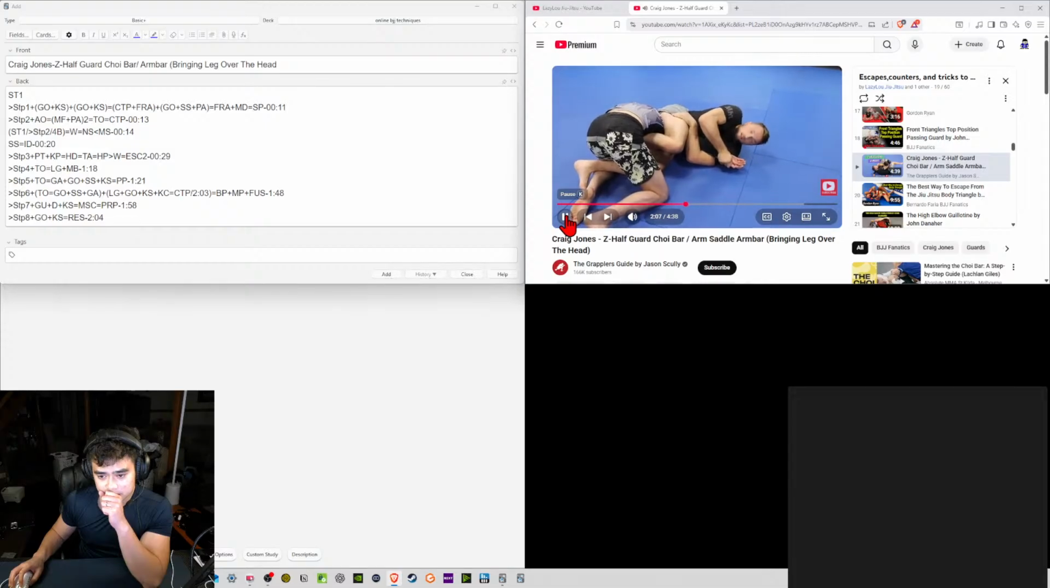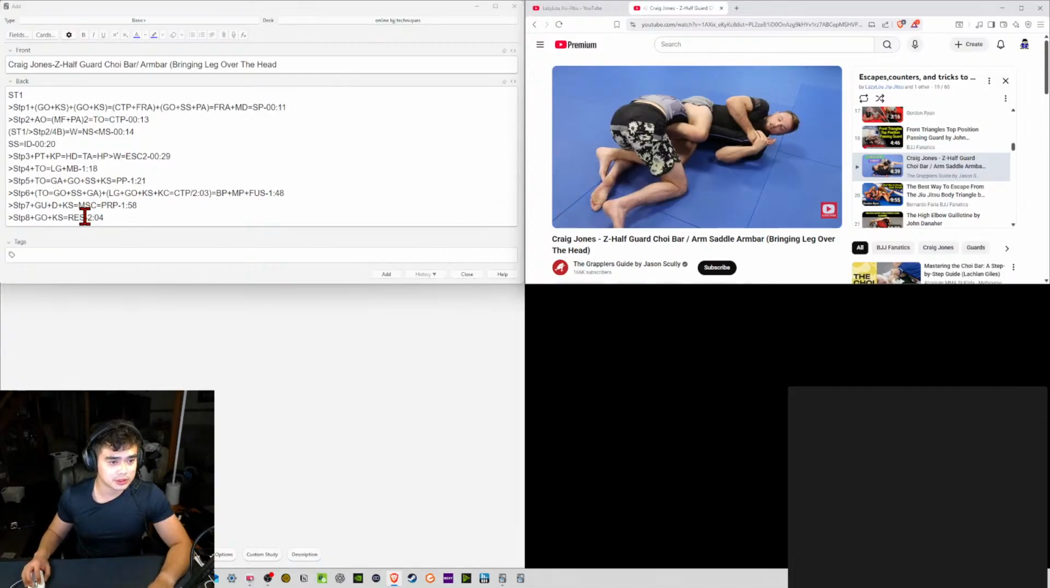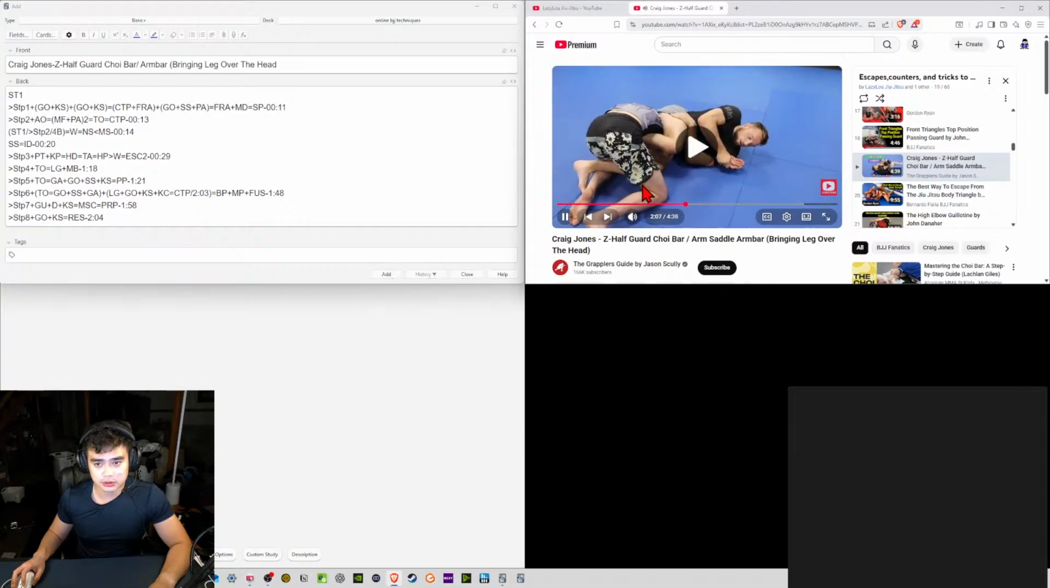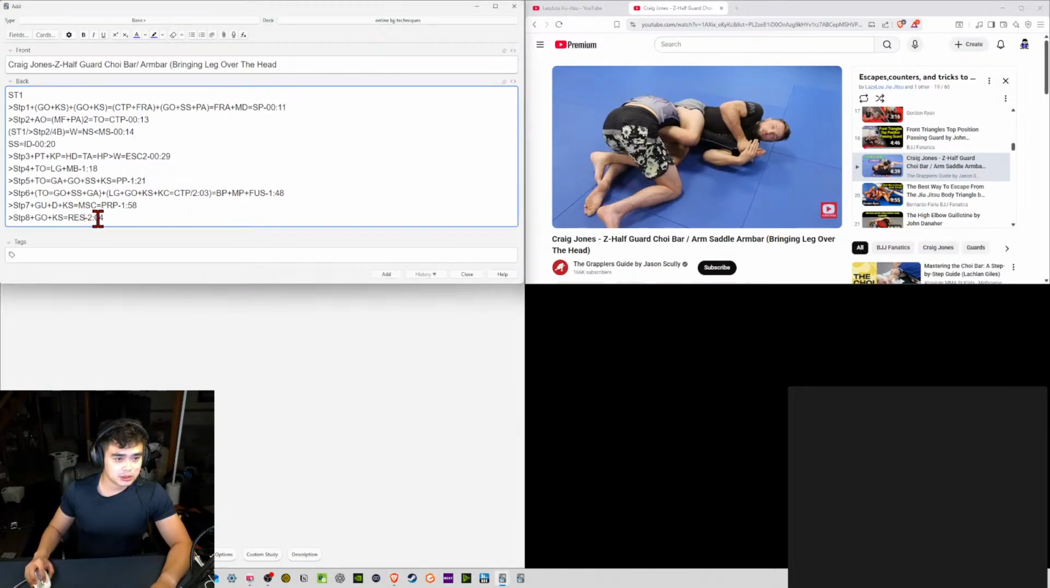Once we have a thumb, they can't rotate their hand back through to defend the armbar, so we can switch straight. Okay. The thumb, they can't rotate their hand back through to defend the armbar, so we can switch. Equals option cancel 2.